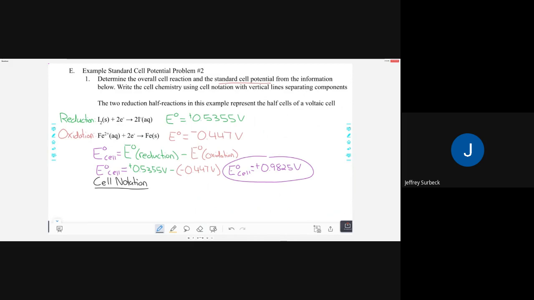Okay. The first thing that we have to do is we have to take this oxidation reaction, and we have to actually make it an oxidation reaction. It's written right now as a reduction. Very simple. What do you think we do to make it written as an oxidation?